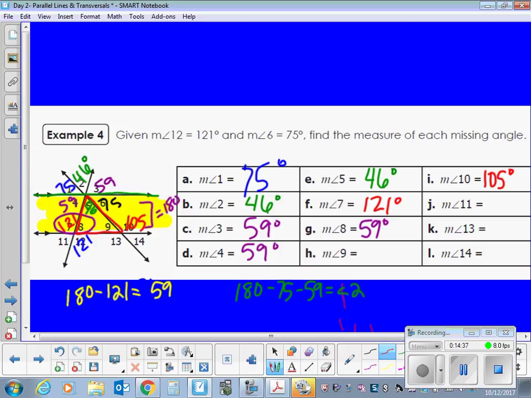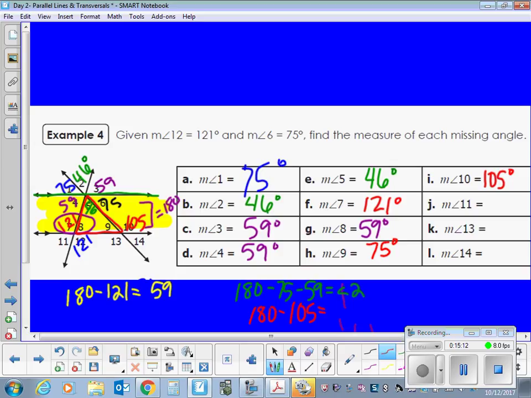What do you get for angle measure 9? Look at your linear pair here. 9 and 10 together have to equal 180. So 180 minus 105, what'd you get? 75.